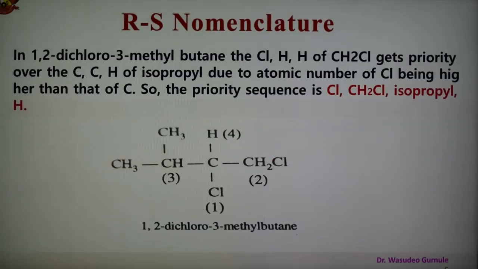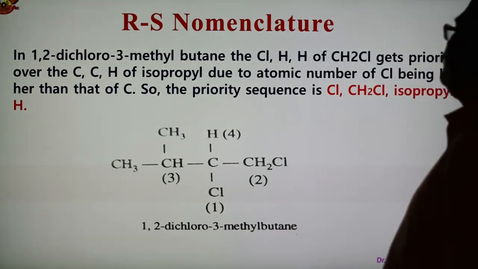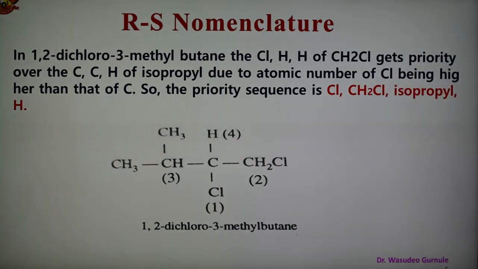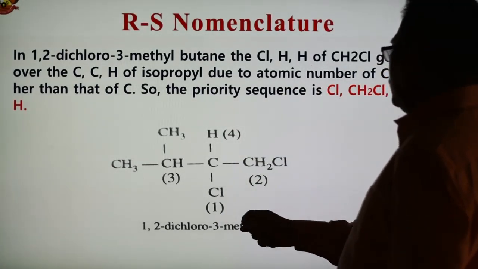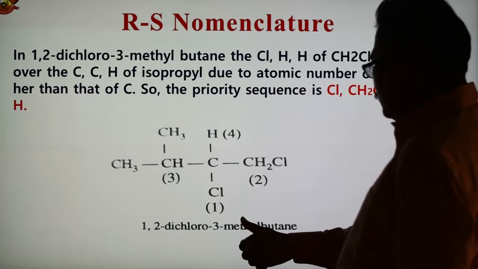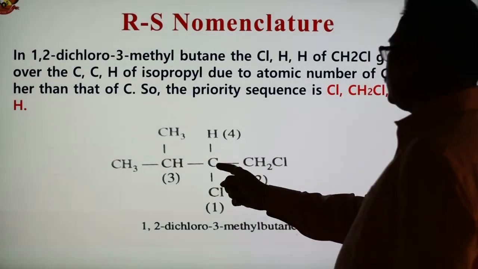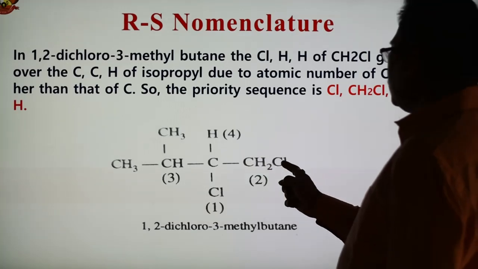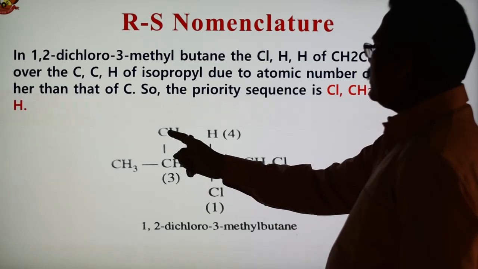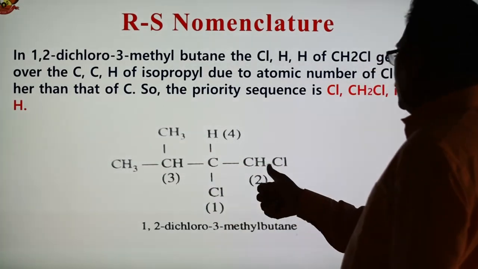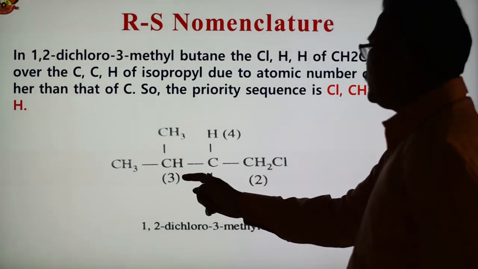One more example is given here in case of 1,2-dichloro-3-methyl-butane. In this case again hydrogen is the last priority, lowest, and this is Cl having higher atomic number, therefore it is 1. Now again here confusion, carbon and carbon are attached to this carbon, but this carbon is attached to 1 Cl and 2 hydrogen, and here this carbon is attached to 1 hydrogen and 2 carbon, so this is the second number and this is the third number.